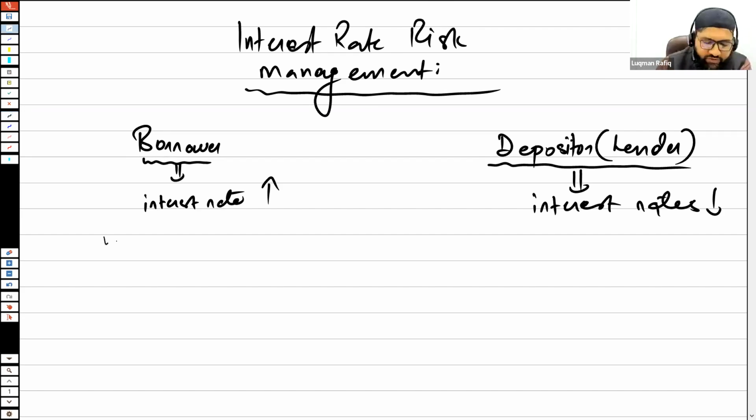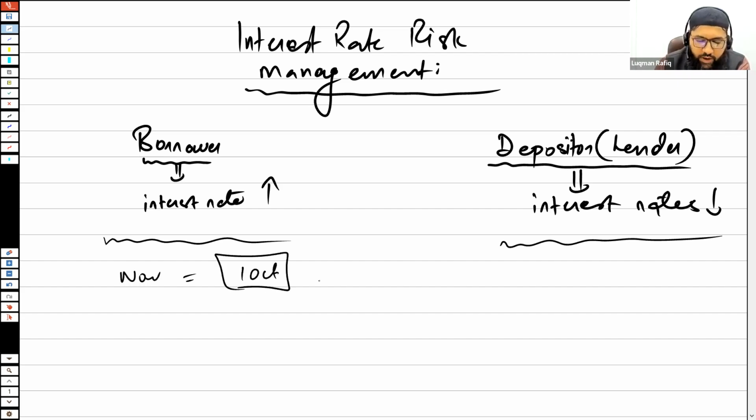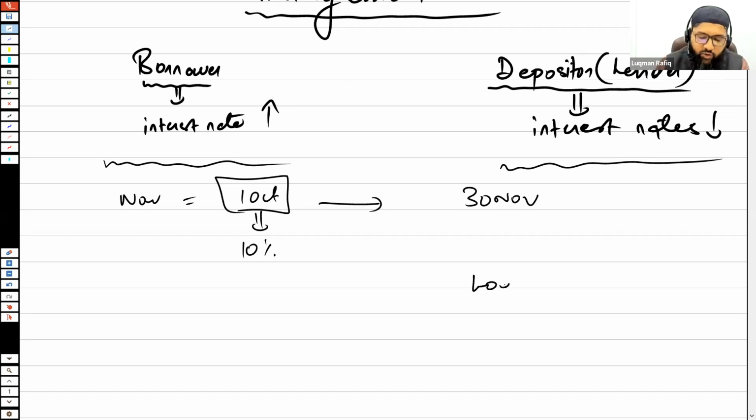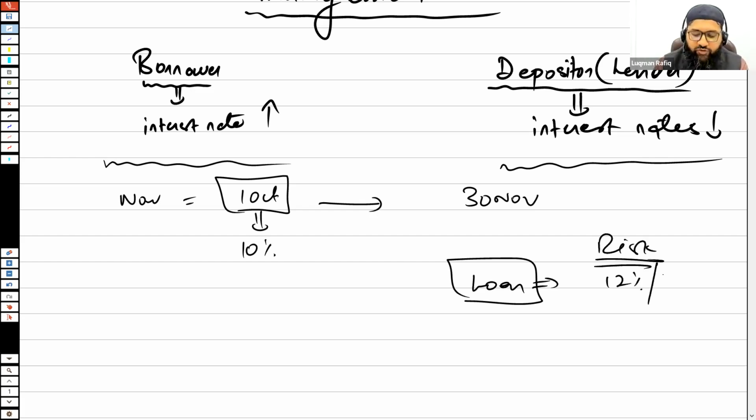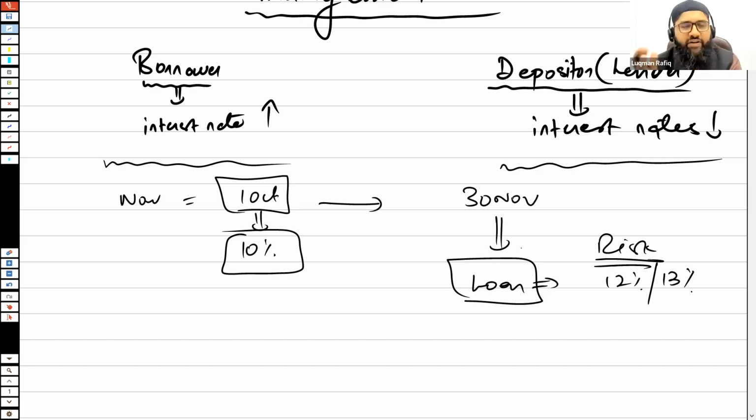Now let's see what it is that we do. For example, right now it is 1st of October, and I wish to have a transaction on the 30th of November. The rate right now is 10%. I am expecting that I need to borrow the money, take the loan, on the 30th of November. So my risk could be that the interest rates would go up to 12%, or up to 13%. If I take a loan on the 30th of November and the rates go up to 12% or 13%, I will end up losing money.